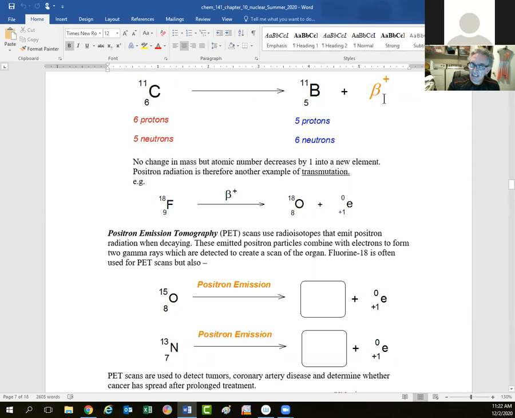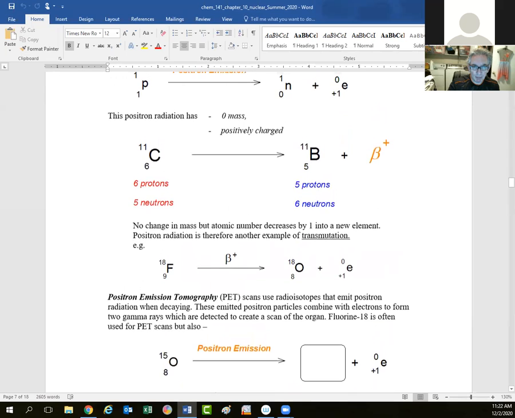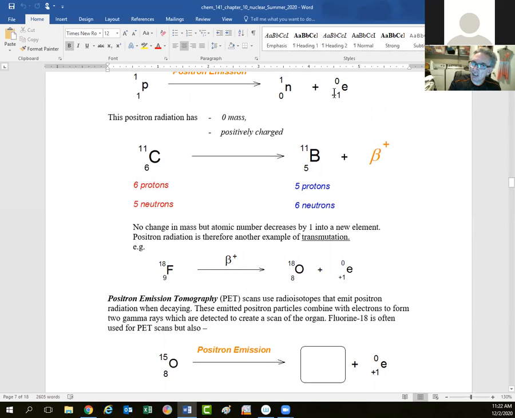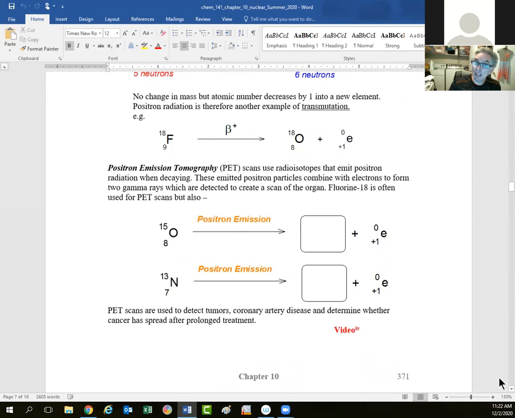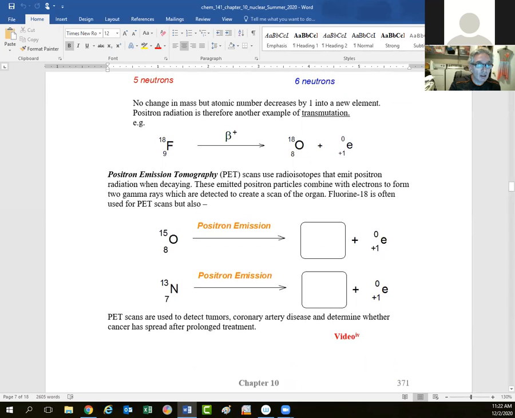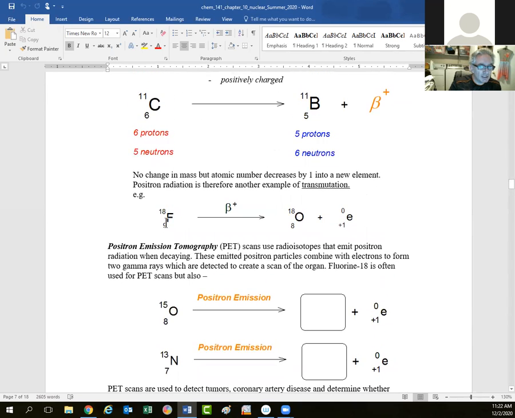Some people like to use that e symbol with a plus sign on it. Some people prefer the beta symbol. I prefer the beta because normally people start to get confused with electrons if you use a lowercase e. But you will see both used depending on which textbook you're reading. We also have, for example, fluorine. Again, that proton breaking down to give a neutron and a positron particle. And there's no change in mass, but the atomic number drops down to 8, making it an atom of oxygen.